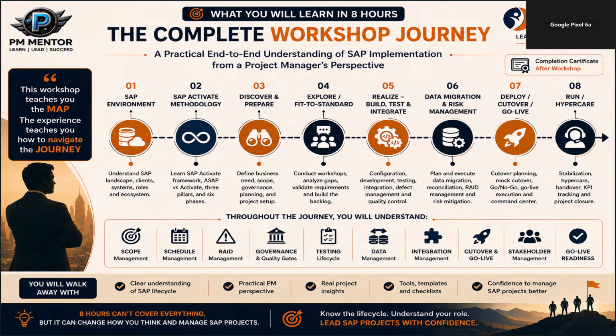This is also where your backlog starts getting created and where scope can easily start increasing. Then we move into realize, build, test, and integrate. Now the project becomes very dynamic: configuration is happening, development is happening, interfaces are being built, testing is starting, defects start coming, teams begin depending on each other, right? One team may say they are complete, but another team may still be blocked because of them.